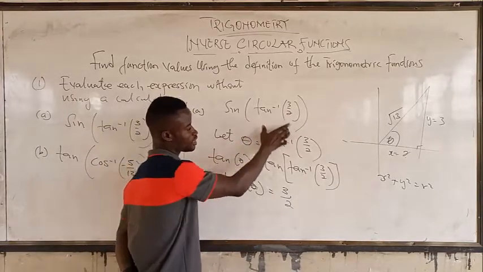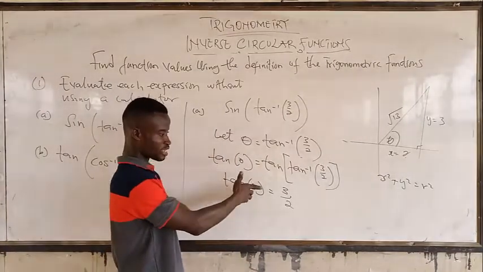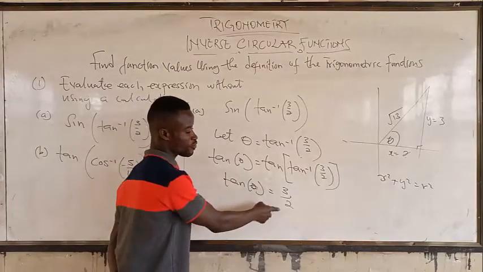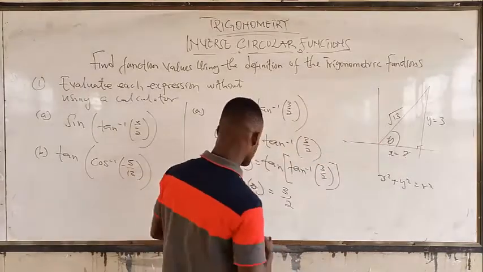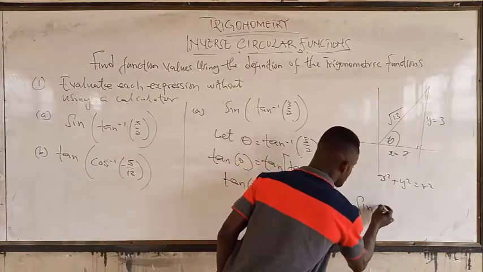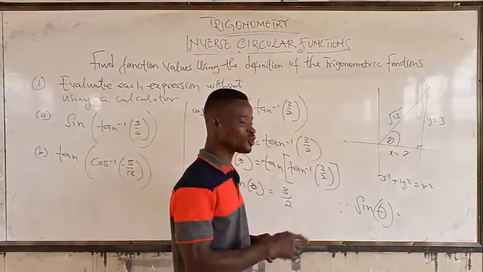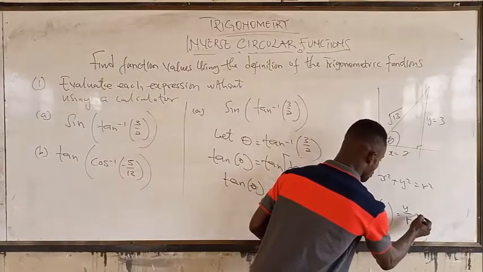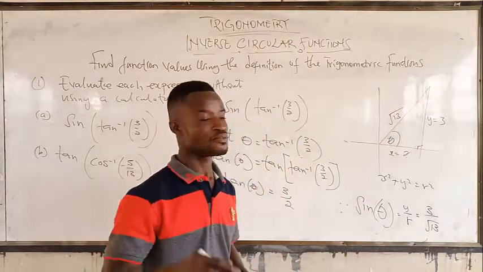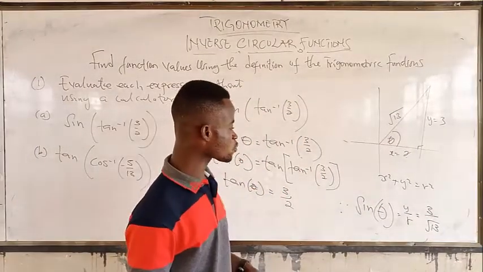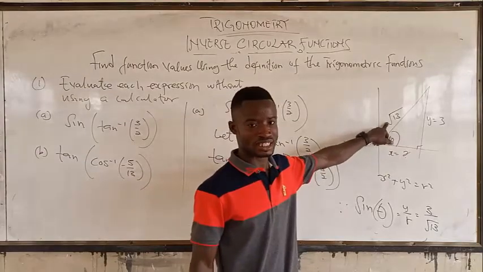Because now you can see that, please watch. We let theta be equal to the inside. So now what is left here is sin theta. And from this, we have tan theta equal to 3 over 2. So what is therefore going to be sin theta? So sin theta is going to be y over r, which is 3 over square root of 13. That is why there will be a need for you to go and find the radius. I hope it's clear. Very good.